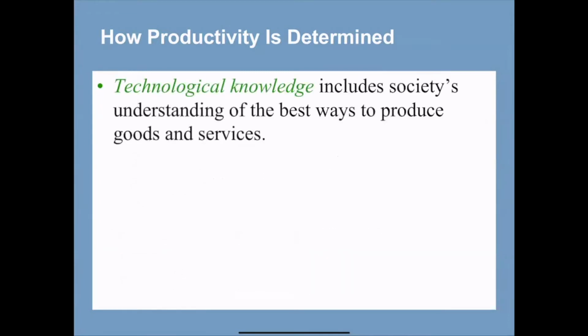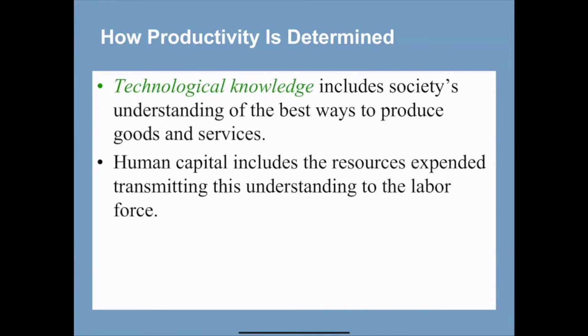So the last one is technological knowledge. This includes society's understanding of the best way to produce goods and services. It's like human capital, which includes the skill embedded in labor, but technological knowledge is at the level of society. Okay, so this is bigger.